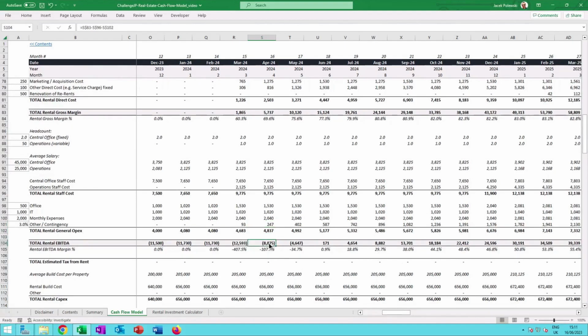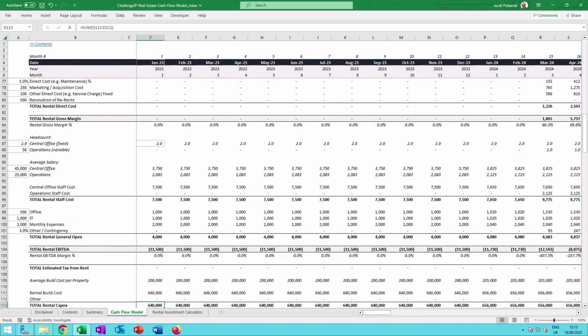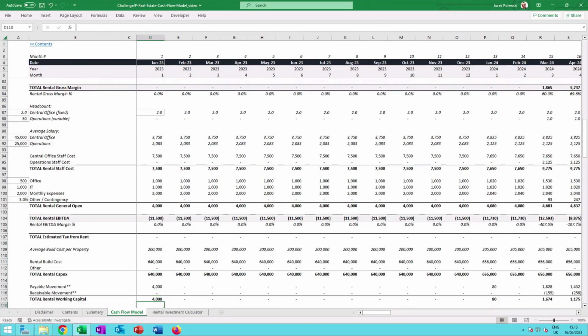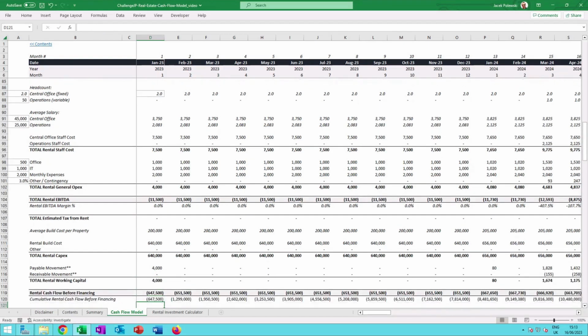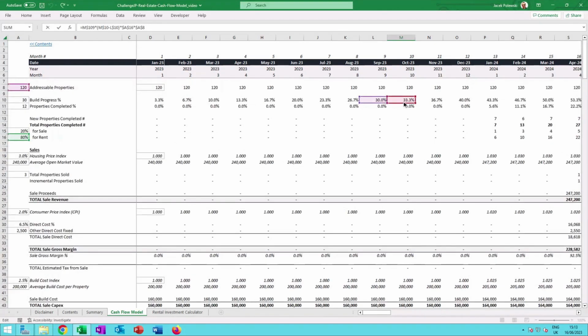And then finally, you can calculate your rental EBITDA, which is your gross margin minus your staff cost minus your general OPEX. You also have some tax calculations. And then finally, the calculation of the build cost. The build cost calculation is done in exactly the same way as it was done for the sales of the properties. So it's simply taking the number of properties using again our build progress percentage.